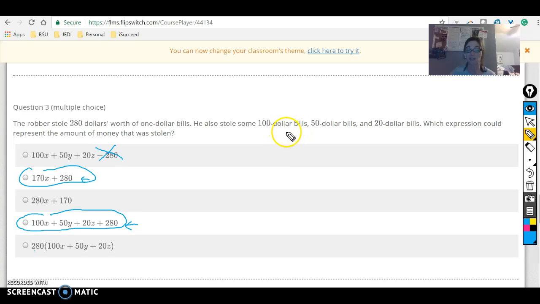I don't know that he stole the same number of hundreds, 50s, and 20s. If he did steal the exact same number of hundreds, 50s, and 20s, I could say, well, 100 plus 50 plus 20 equals 170, and I could multiply that by x, and this would work, okay? But I don't know that they were all the exact same number of bills. So I have to have a separate variable for my hundreds, a separate variable for my 50s, and a separate variable for my 20s. So this fourth one down is the one that I have to choose here.